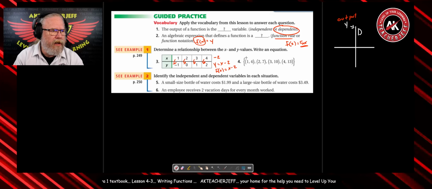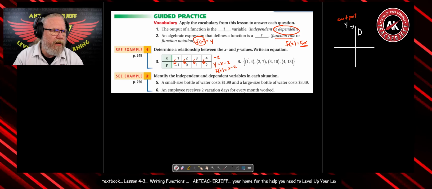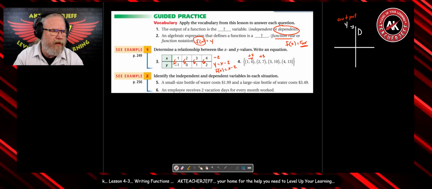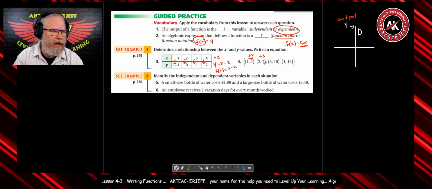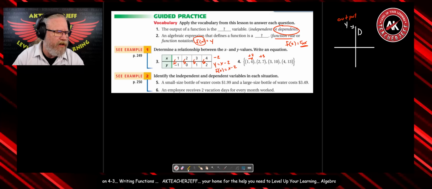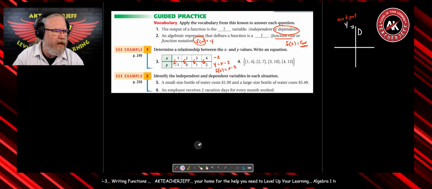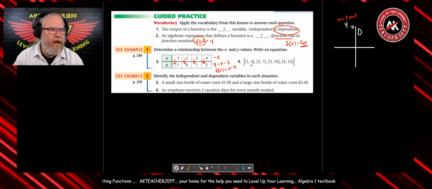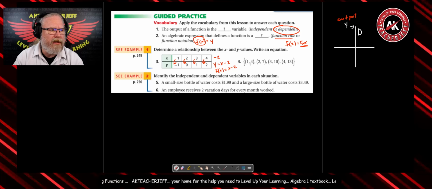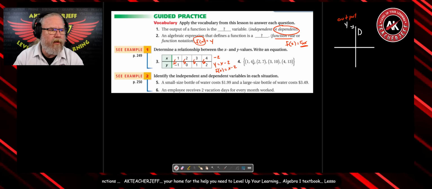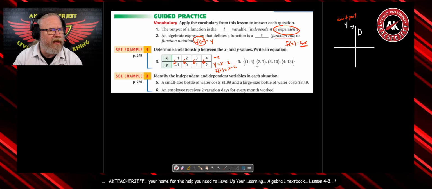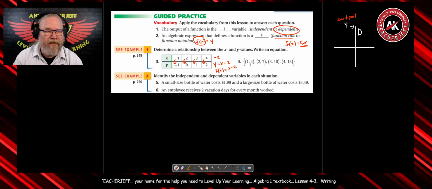Let me see, 1 to 4, what if we did plus 3? Does this hold true? 2 plus 3 is 5, so it's not plus 3. Is it times 4? Nope, it's not times 4. Now, let me pause for a moment. Think about this one. And I just figured it out.